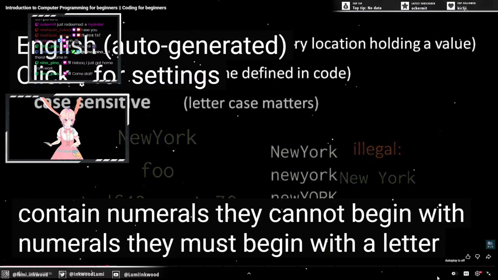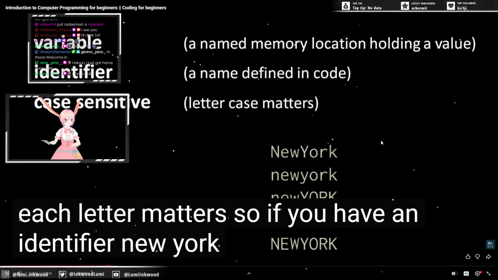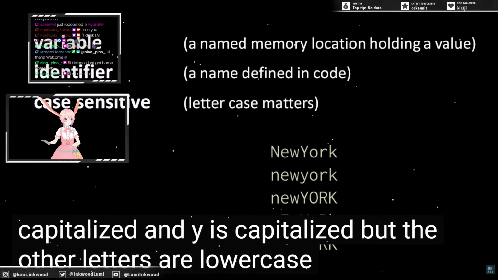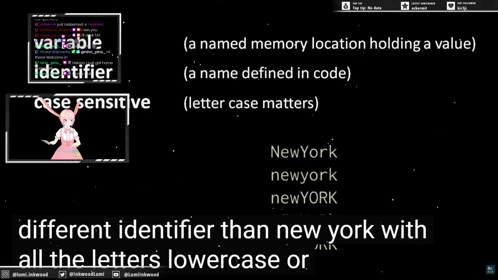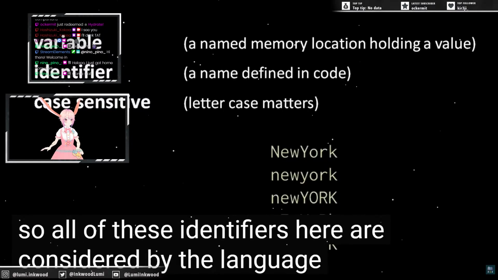The last rule to keep in mind about identifiers in Pigeon is that they are case sensitive, meaning that the case of each letter matters. So if you have an identifier New York where N is capitalized and Y is capitalized, but the other letters are lowercase, that is a different identifier than New York with all the letters lowercase, or all letters of York in uppercase, or some other mix of uppercase and lowercase letters. So all of these identifiers here are considered by the language to be totally different identifiers.